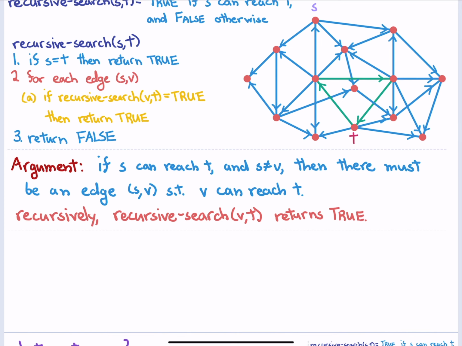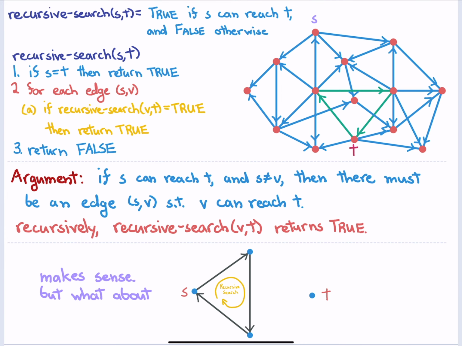Okay, so what happens on something like this? If you take this simple example, if S is in this triangle, then we'll just keep recursively going around and around that triangle, and actually the algorithm will never terminate. But it's a bit odd because it looks like everything we've been doing for the past couple weeks.